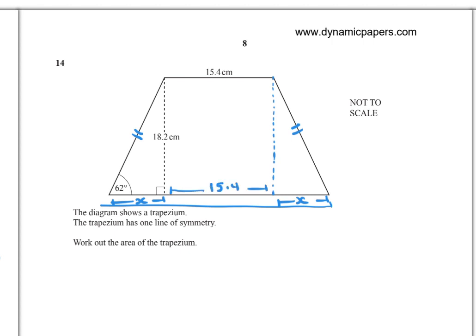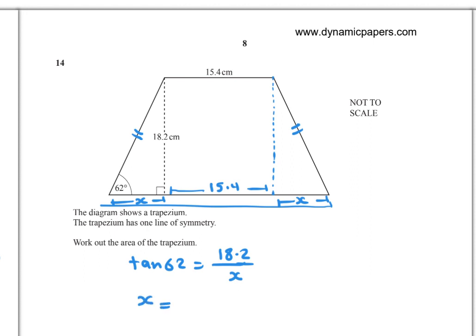So to find the length of the base, we need to find x. We can find x from this triangle. We have the angle and the adjacent. We need to find the adjacent. We have the opposite, so using tan, you can find x. So tan 62 equals 18.2 over x. Opposite over adjacent. Now we can find x.